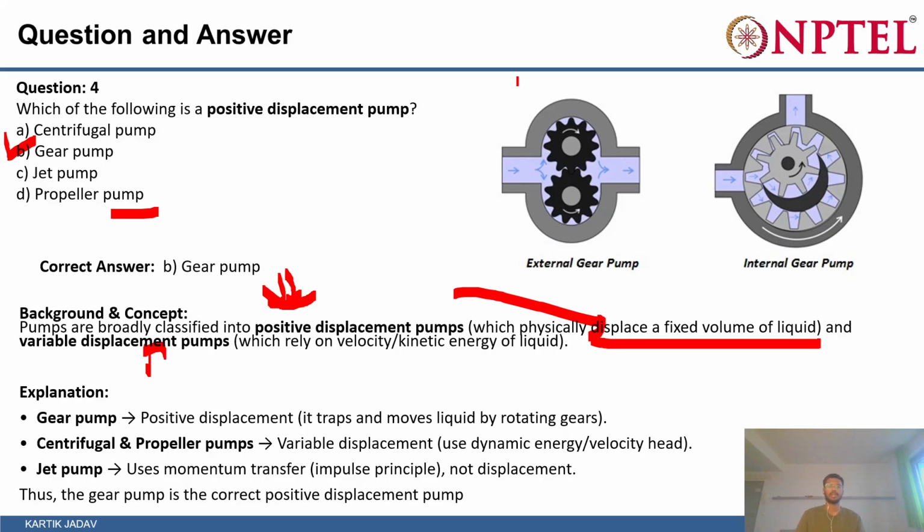So this is the gear pump, right? There are two kinds of gear pump: external gear pump and internal gear pump. External gear pump basically is attached at the external side, while internal gear pump is attached inside like a gear. Okay.